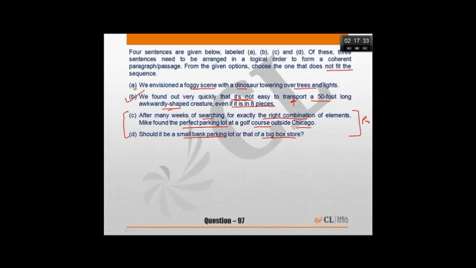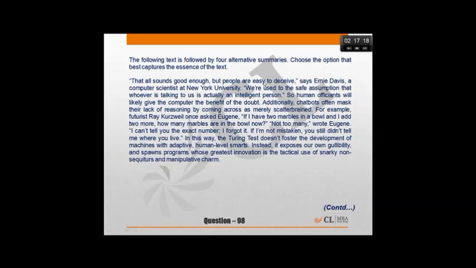But I think B should be the answer because C and D are talking about parking while B is talking about transportation, and we envisioned a foggy scene with a dinosaur towering. So a parked dinosaur towering over trees and lights could be the connection, but as I said, not 100% sure.